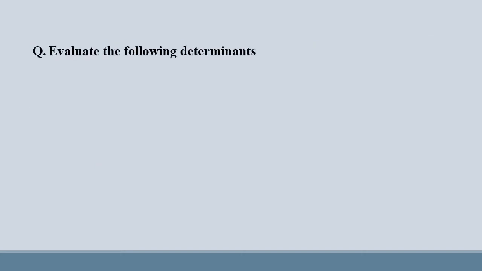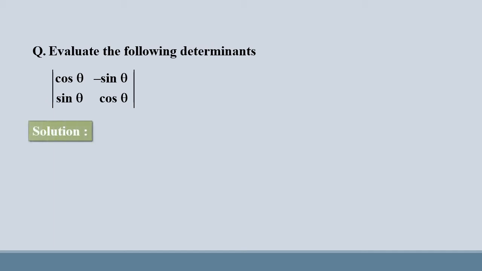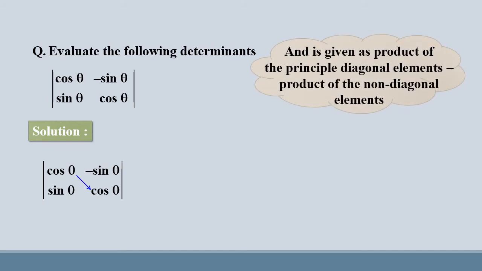Consider another example. Evaluate the following determinant: cos theta, minus sin theta, sin theta, cos theta. So the diagonal elements are cos theta and cos theta, and the non-diagonal elements are sin theta and minus sin theta. So again consider the product. Cos theta into cos theta will be cos square theta, and the product of non-diagonal elements will be sin theta into minus sin theta, which is plus sin square theta. And using identity 1 of trigonometry, we get cos square theta plus sin square theta is equal to 1.